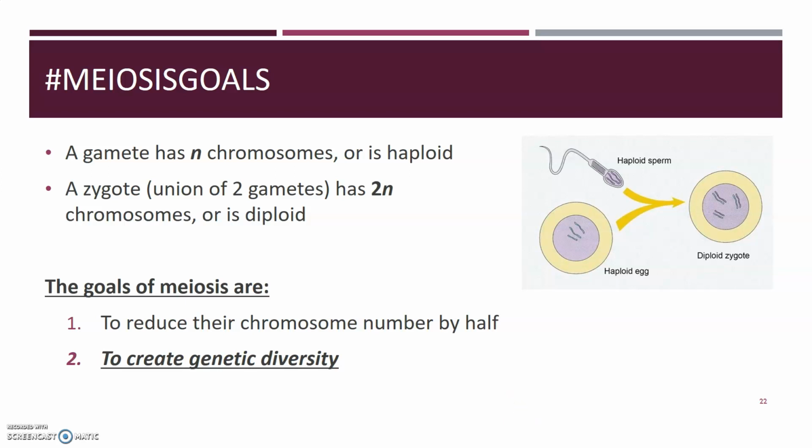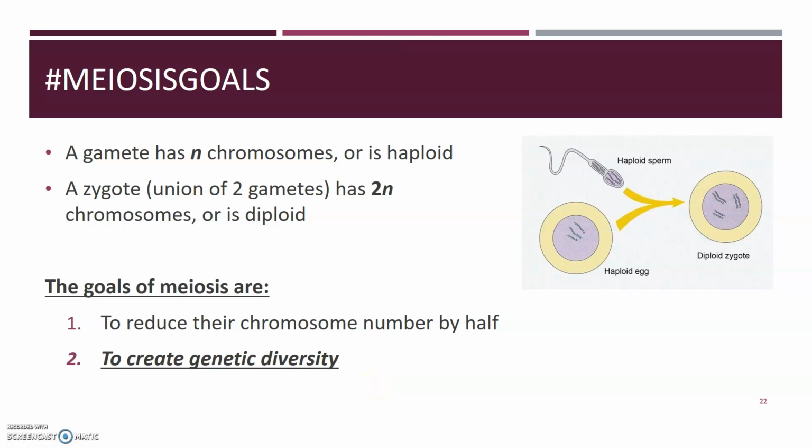And so in the previous lecture, we went through the process of meiosis, and that's how it achieves this first goal, right? The two divisions in both meiosis 1 and meiosis 2, where the DNA is not replicated in between, serve to help reduce the chromosome number from diploid to haploid, or cut it in half, right? Which is one of the main goals of meiosis. The other main goal is to create genetic diversity, right?